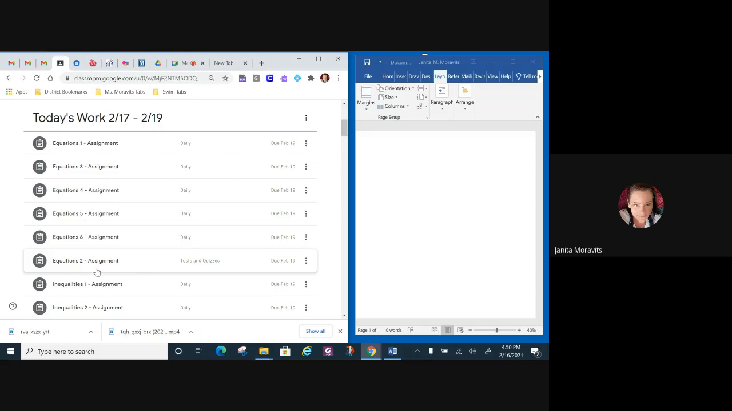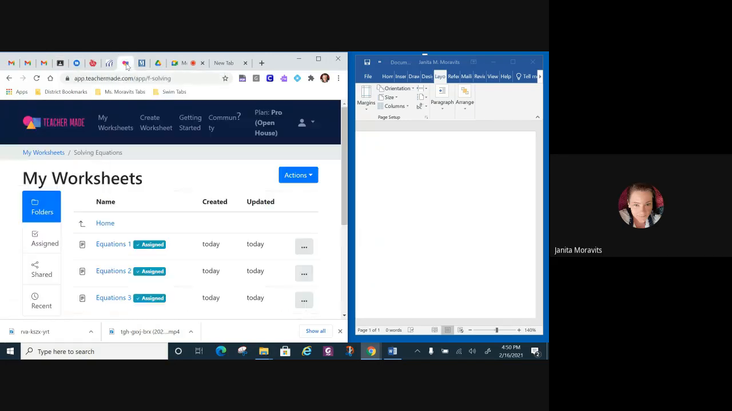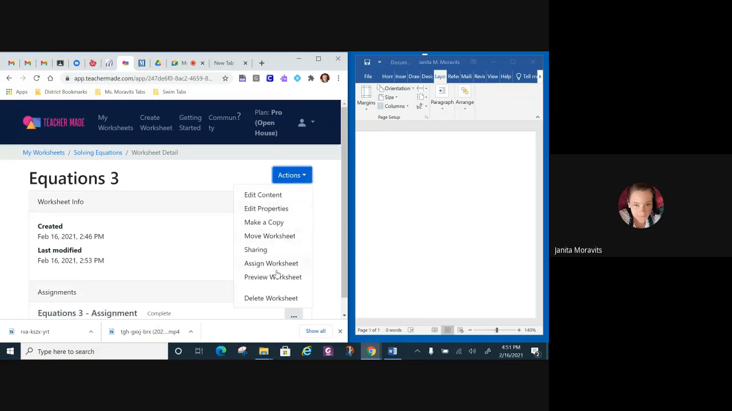So we're going to go from 1 to 3. We're going to do 3, 4, 5, and 6, and then we're going to do 2 all by itself later on. So we're going to start with equations 3. Let's go here to equations 3. We're going to preview that worksheet.